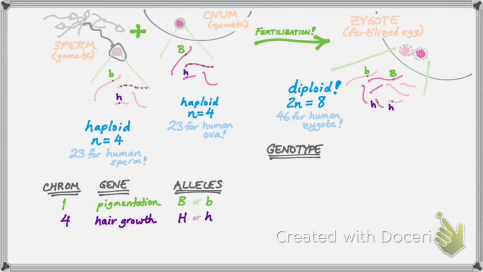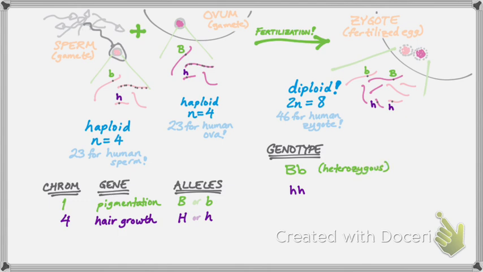So what are the actual alleles? Now, this is not the same as your phenotype or your physical result. The genotype is not just capital B, or it is not black, or it is not hairless. It is the actual combination of alleles. So big B, little b in this case. The combination of alleles for the hair growth gene, in this case, is two little h's.